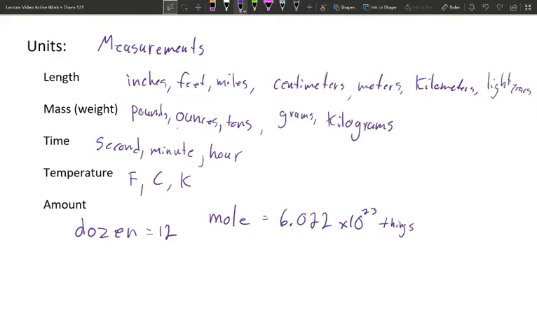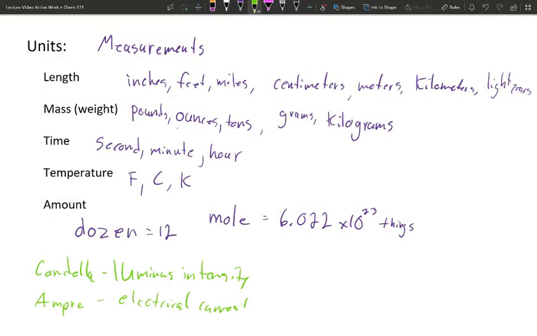All right, so there are types of units, some common units. There are technically two more types of units in the international standard systems. There's also candela, which is a luminous intensity. And there's electrical current, the amp, or ampere. But we won't be using either of those for our class. Luminous intensity, just how bright something is, and amp for the electrical current.